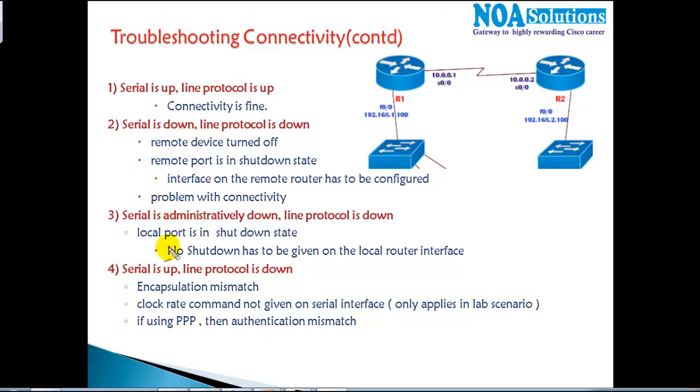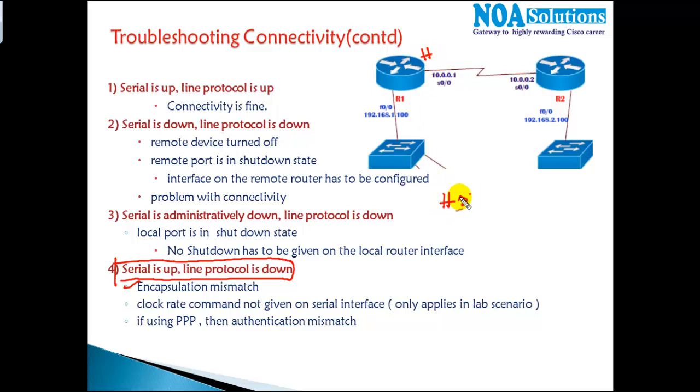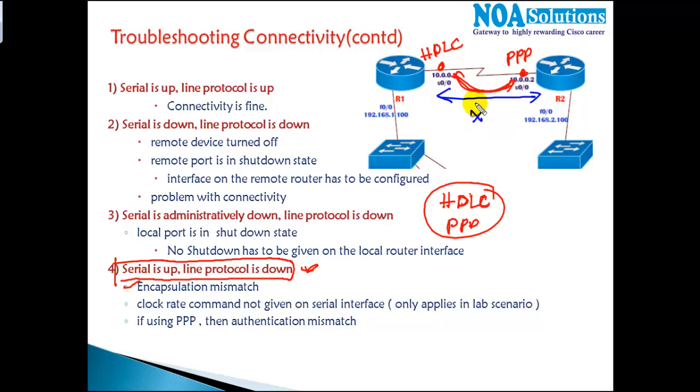And there is one more kind of status message you will see, up and down. Up and down you'll see when there is an encapsulation mismatch. If there is a mismatch of protocols, like the two protocols we use on the WAN, HDLC and PPP. I'll get into these protocols in my next videos. If I'm running HDLC on one side and PPP on the other side of the link, then you'll see up and down, which means the link is up but the protocol is down.